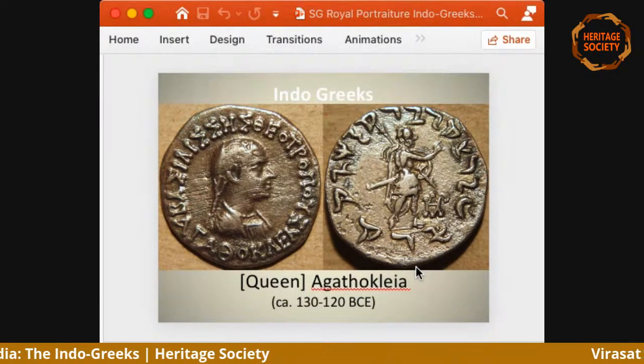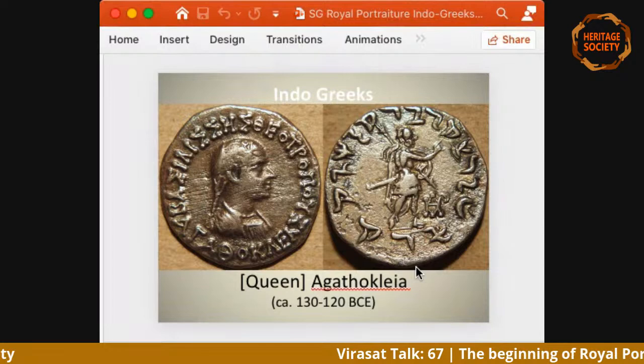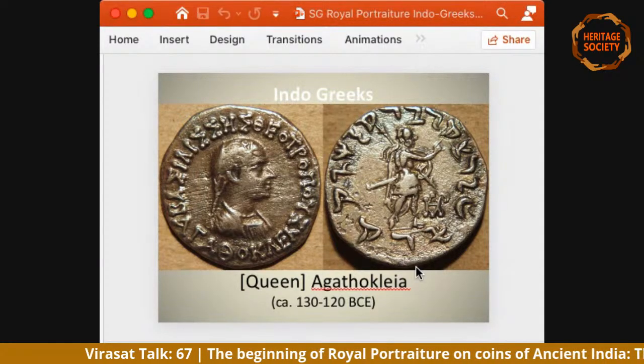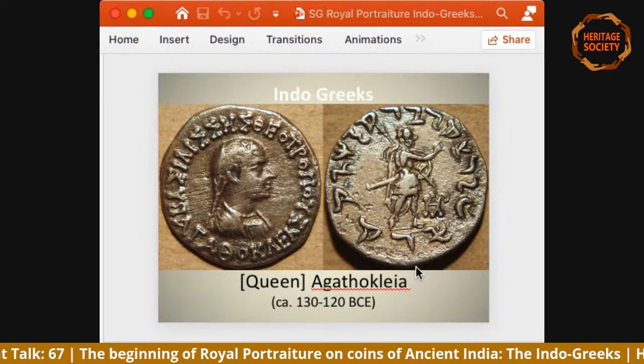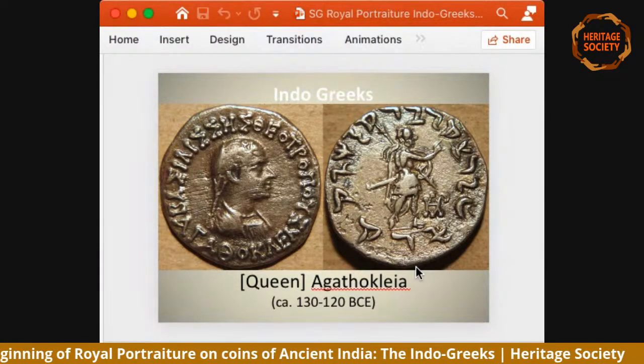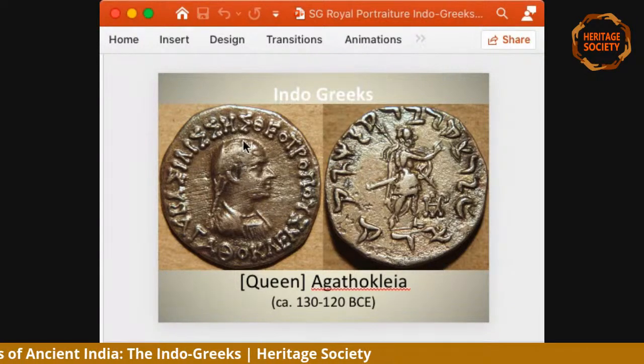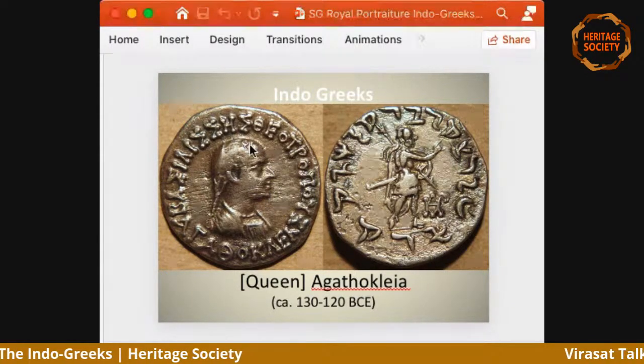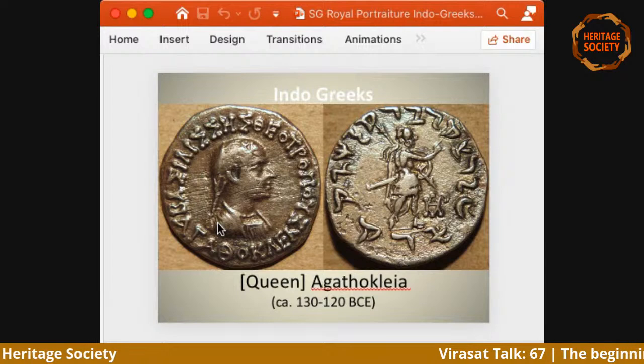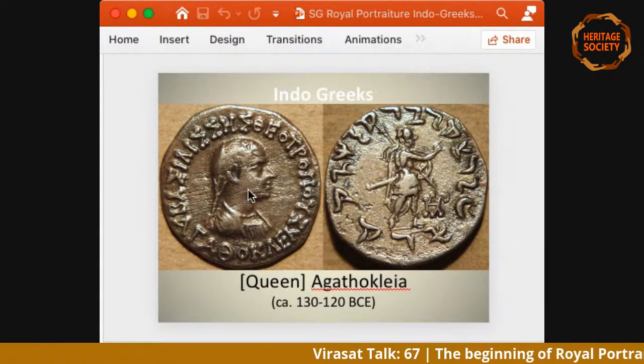We come to a very interesting coin here, which is probably the first coin known in this series issued by a queen rather than by a king. And the name of this queen is Agathoclea. So here you can see very clearly a female figure without a diadem.